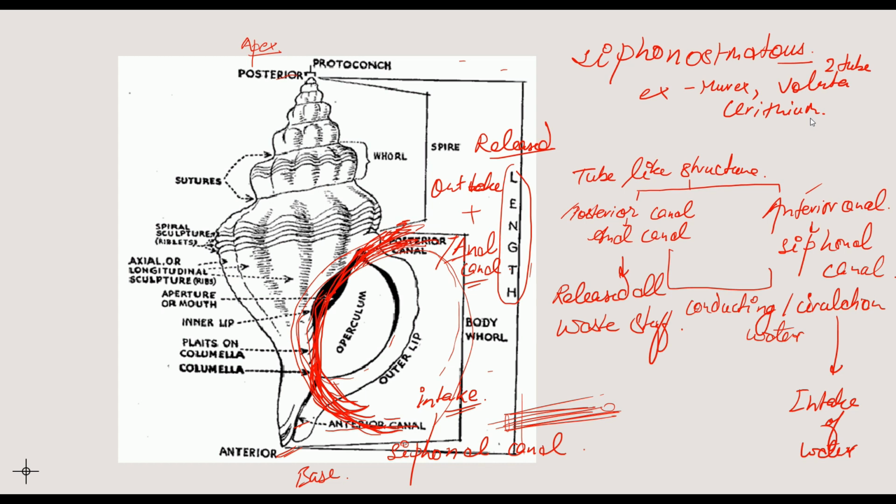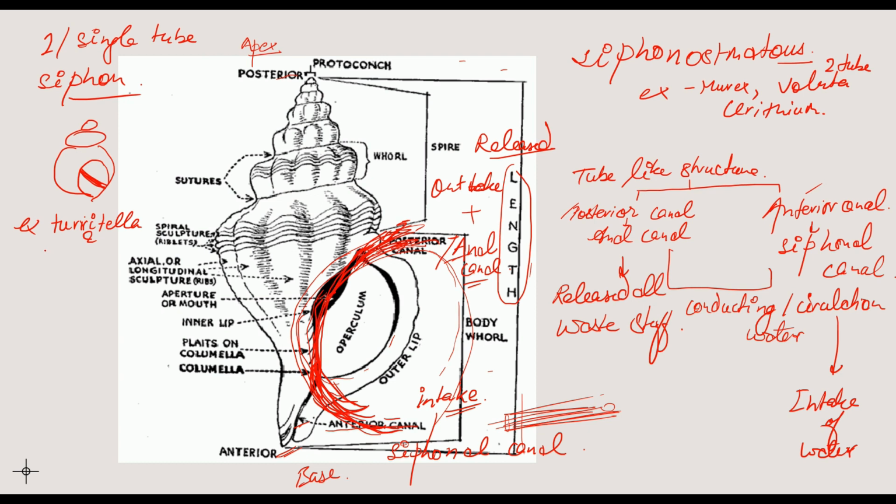There are a few gastropoda shells which have only one tube. They have a single tube, and this tube is known as the siphon. Here is how water circulation works with a siphon. Suppose this is the gastropod, and this is the aperture. So here there will be a tube-like structure which is placed centrally to the aperture.